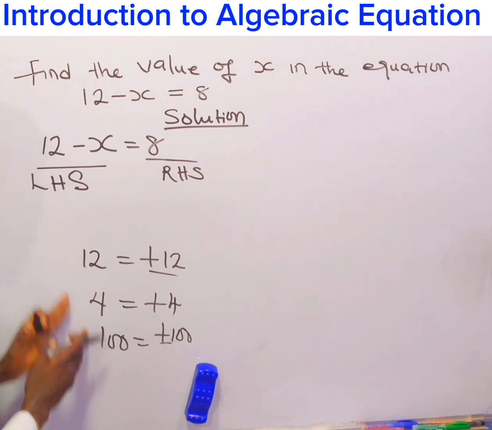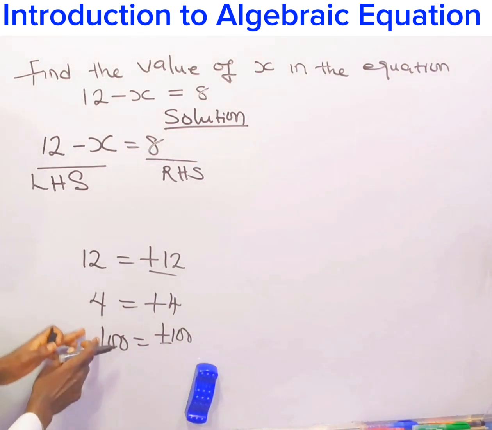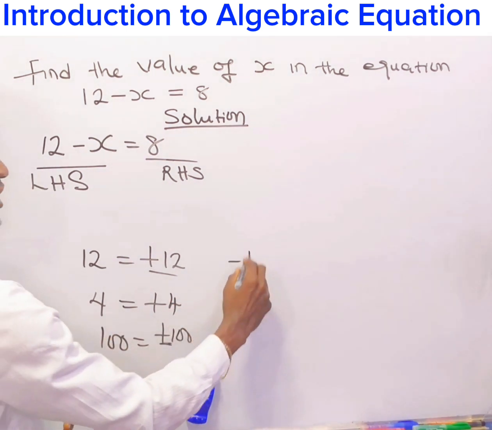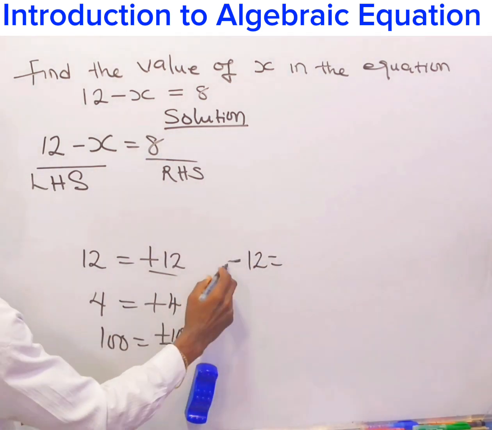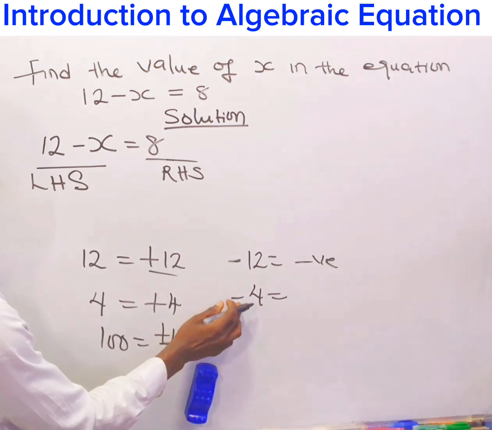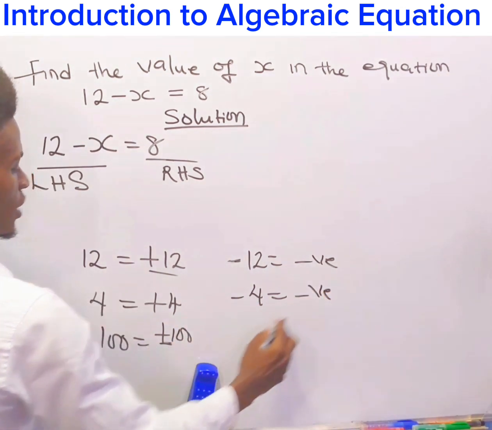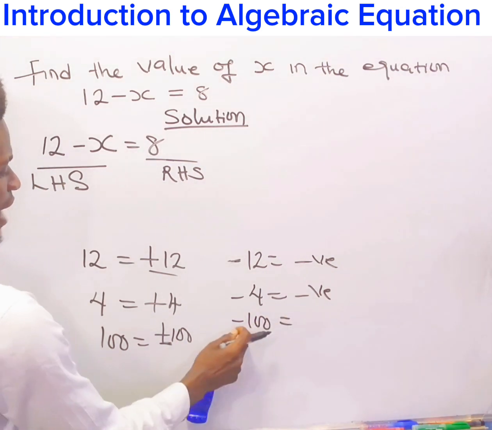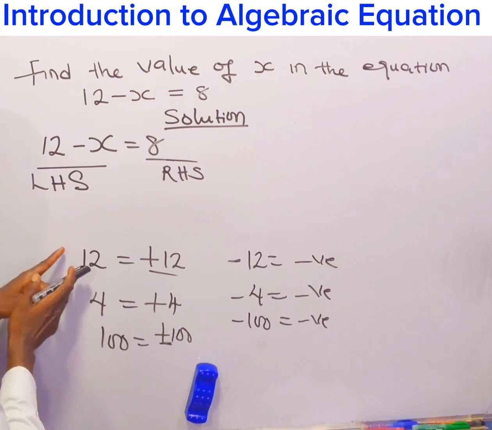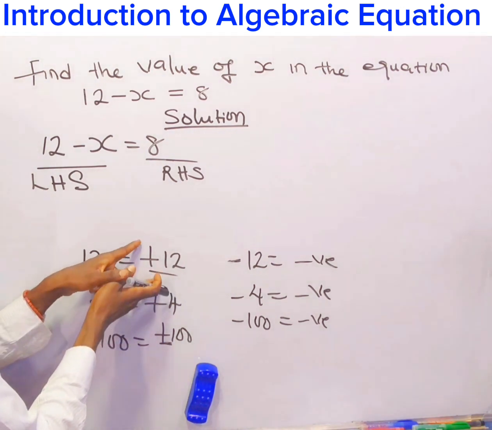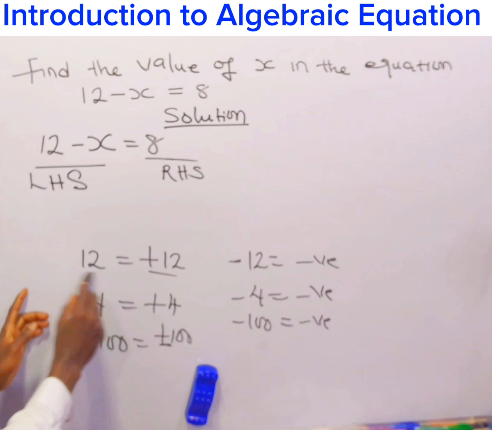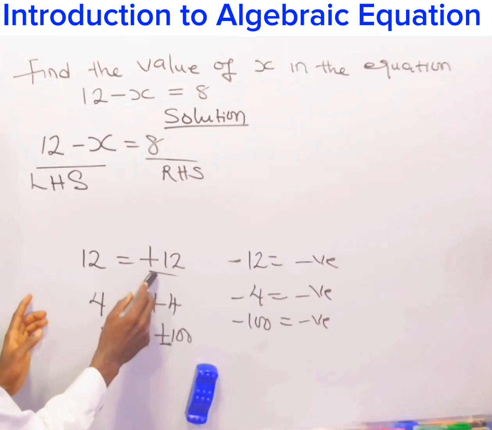Once we have numbers without any sign before them, then they are automatically positive. But whenever we have negative 12, the sign before 12 is negative, so here it is negative. If we have negative 4, the sign before 4 is negative, so it is also negative. If we have negative 100, the sign before 100 is negative, so it is negative. So ordinarily, if 12 is not carrying any sign, it is positive. Then if it's carrying a positive sign, it is also positive. But if it's carrying a negative sign, it is negative. So a neutral number, any number that is not carrying any sign, is automatically positive.